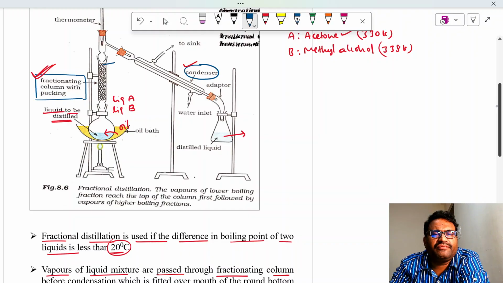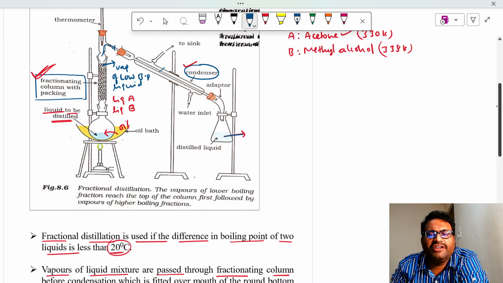when you are continuously heating, first of all, here at the top, you will find vapors of whom? Vapors of low boiling point liquid. So these low boiling point liquid vapors come here first, and they will be moving. They get condensed, and as it is condensed here, it gets converted into liquid and collected in this conical flask.